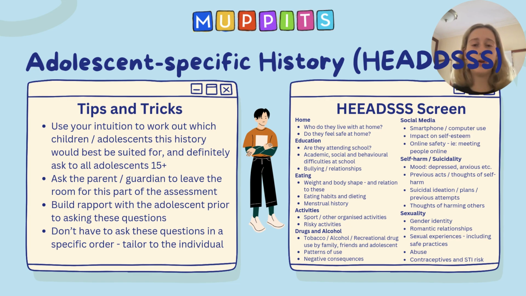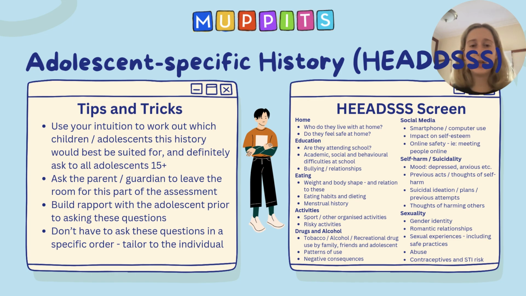And also, these questions don't have to be in a specific order. So you can start sort of more gently and then ease into some of the more personal questions as well. But in terms of the screen specifically, starting with home, so asking about their social situation. So who do they live with at home? And do they feel safe at home?